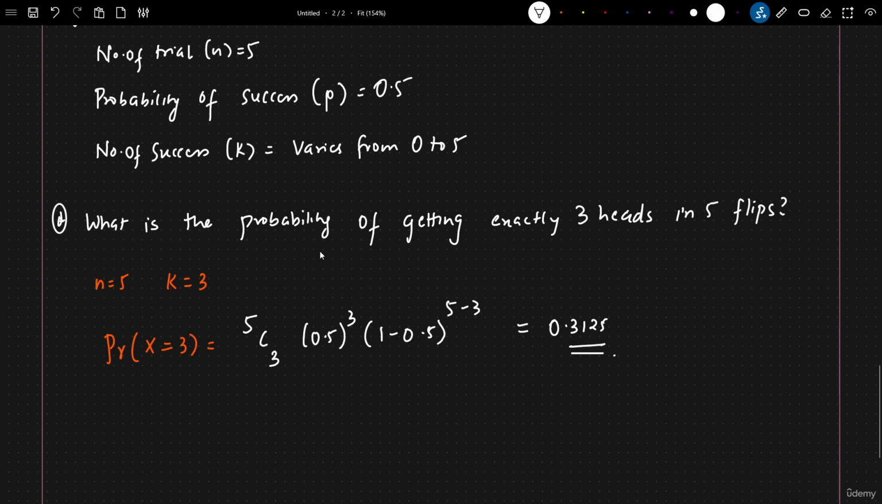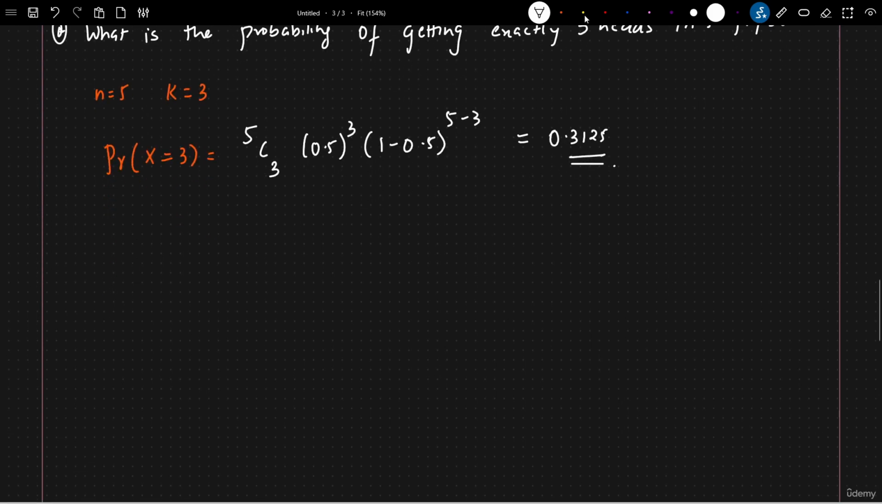So 5 flips is basically a binomial distribution, right? And for every trial, I'm getting an outcome of 0 or 1. I need to find out how many heads we will be able to get. Okay. Let's take one more example, and I have solved this example.